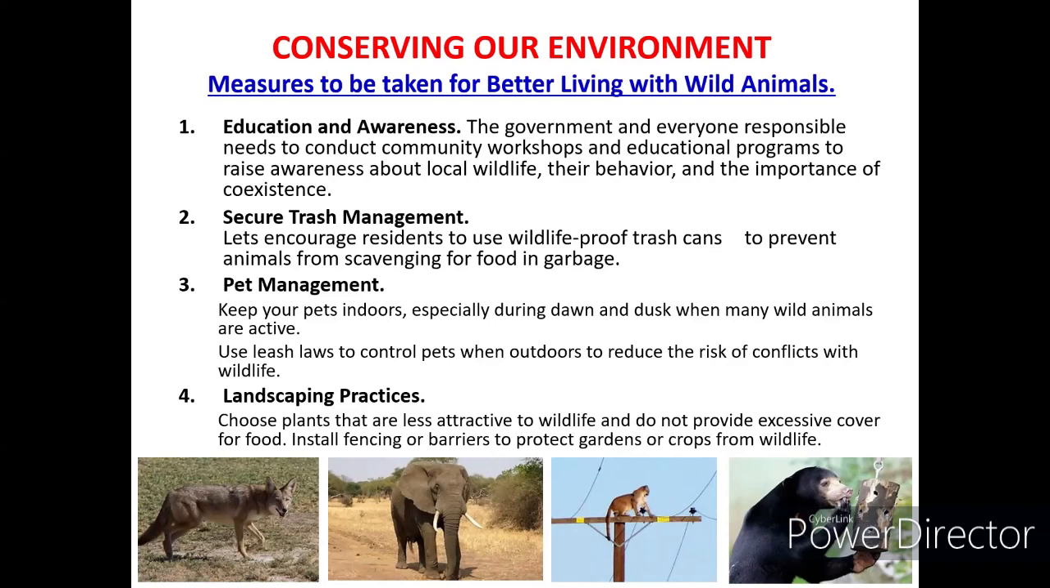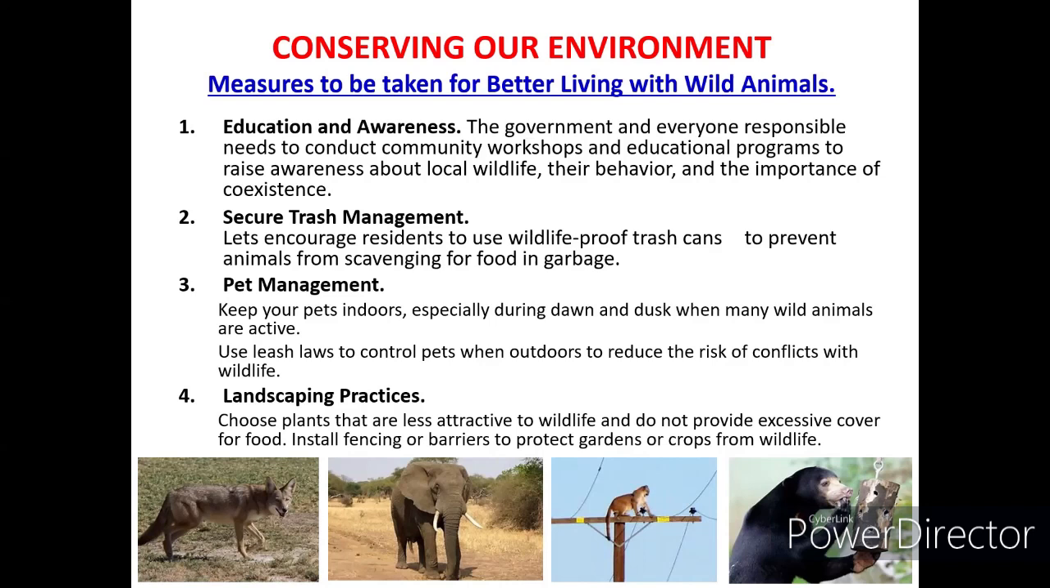3. Pet management. How do you manage and take control of your pets? Keep your pets indoors, especially during dawn and dusk when many wild animals are active. Use leash laws to control pets when outdoors to reduce the risk of conflicts with wildlife. A leash is a rope or similar material used to control an animal by attaching it to a collar, harness, or a halter. Leash laws tell you how long a leash should be, which animals should be leashed, which animals can be used for hunting, etc.